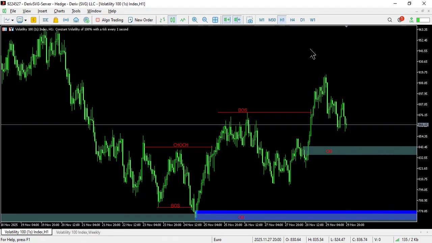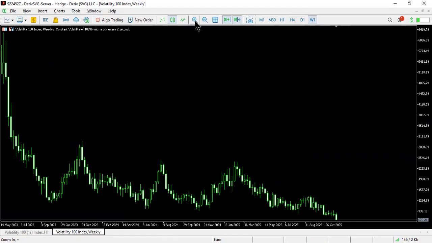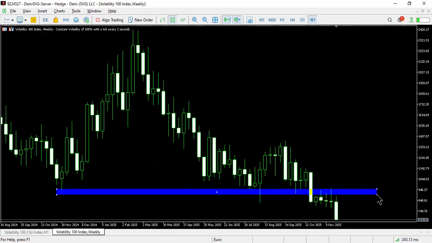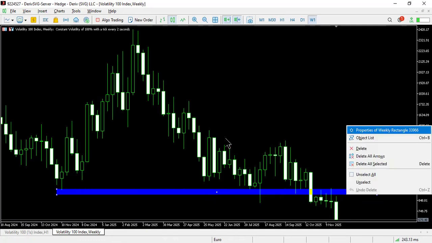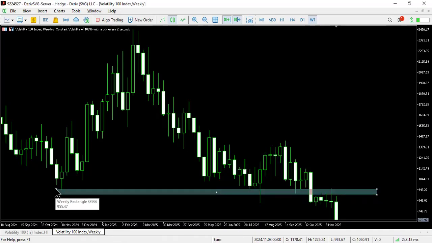So that is the setup I'll be waiting for on VIX 100 1S this week. And then if we go to volatility 100, we can see that we are in a downtrend as price is forming lower lows and lower highs, and price did break our demand zone, that demand zone there. So our buyers for VIX 100, it's clear from the weekly time frame, it's bearish, and we're going to be looking for selling opportunities to the downside.